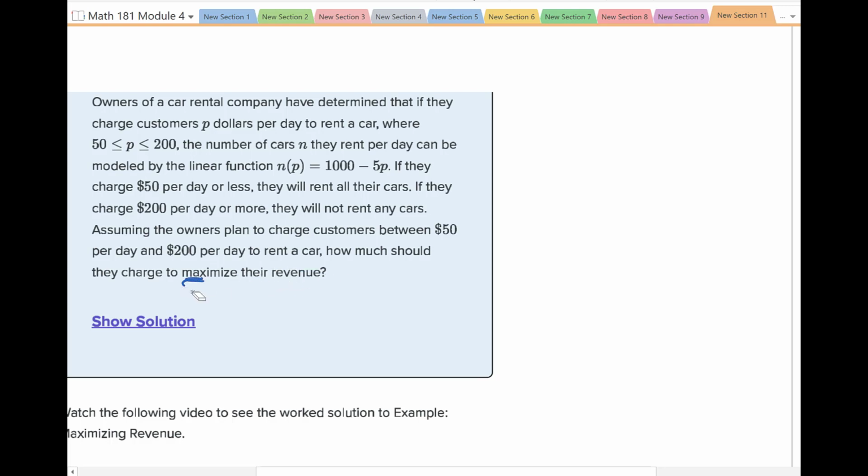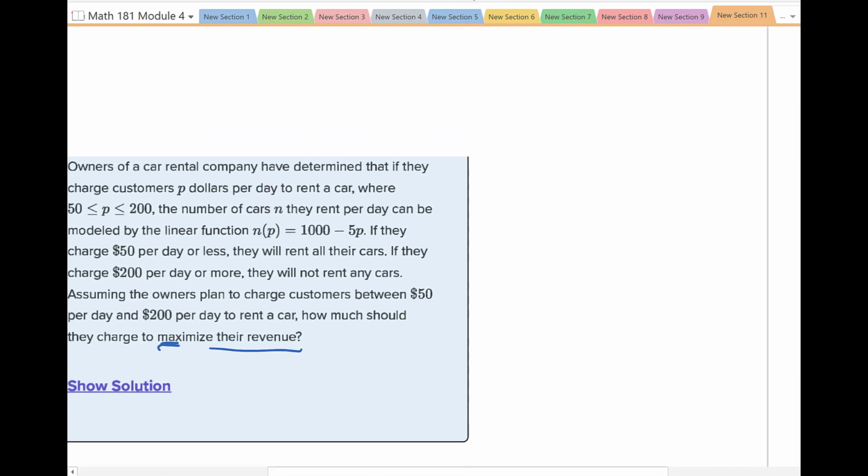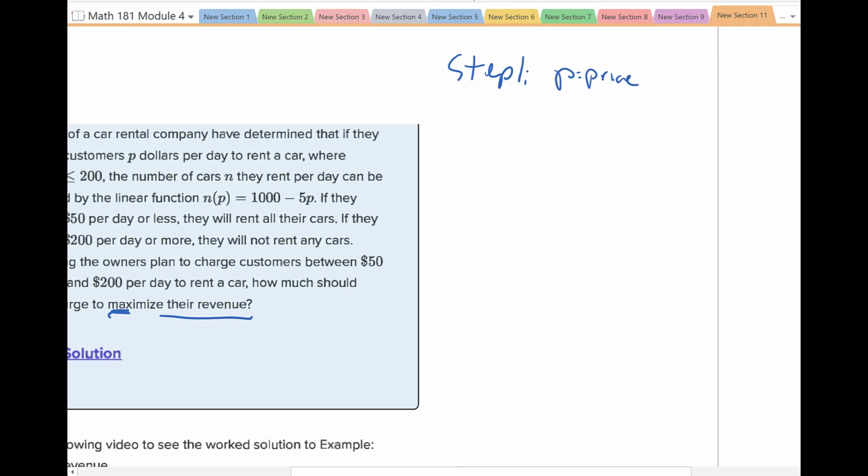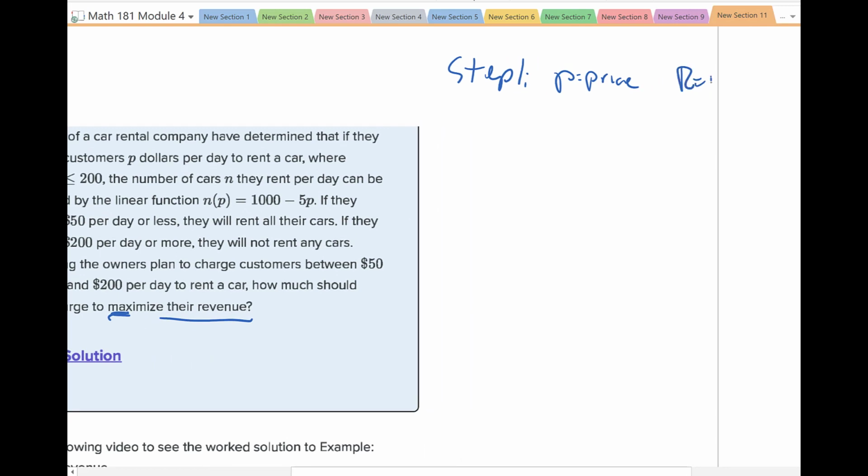Because we know if they do charge 50, they rent them all. Okay, so I'm going to show you the steps that they'd like us to do, but I won't do that for most of the problems. Step 1, P is the price, and R is revenue. Step 2, our goal here is to maximize R.